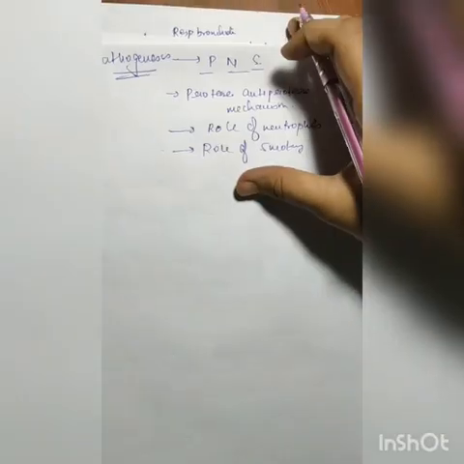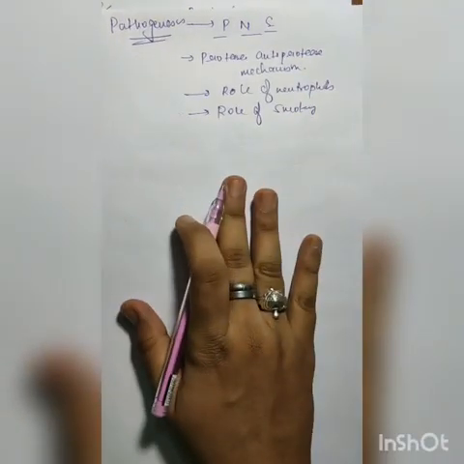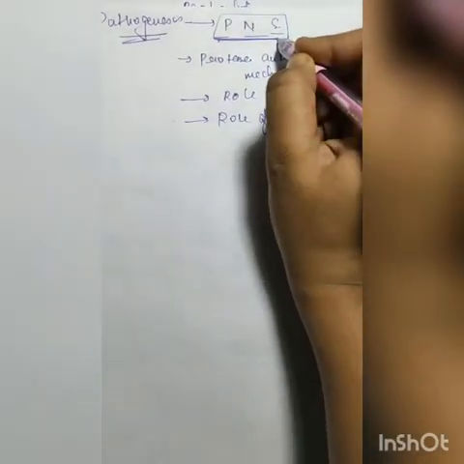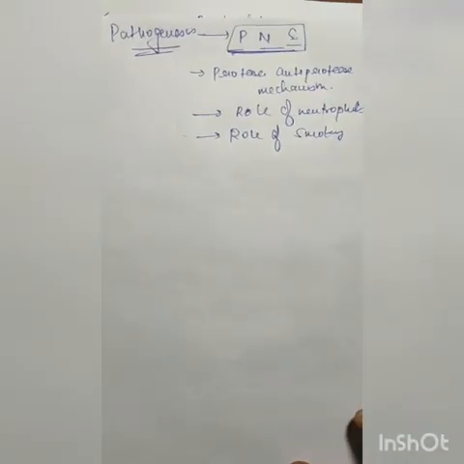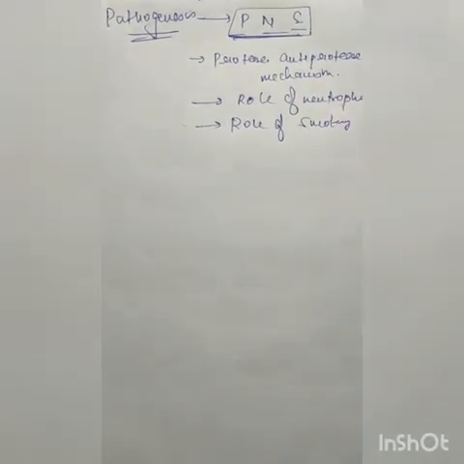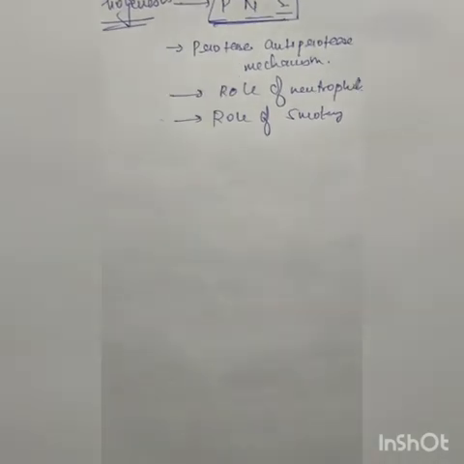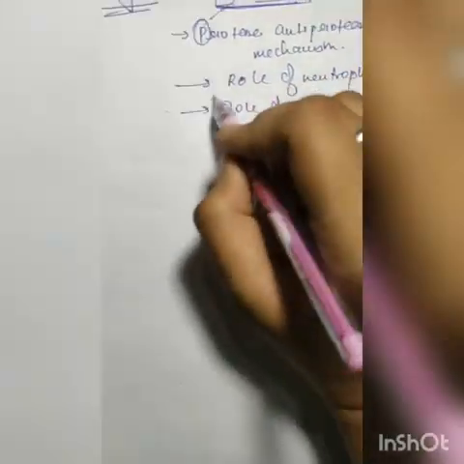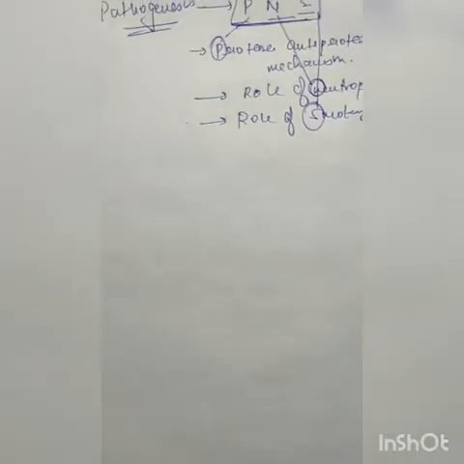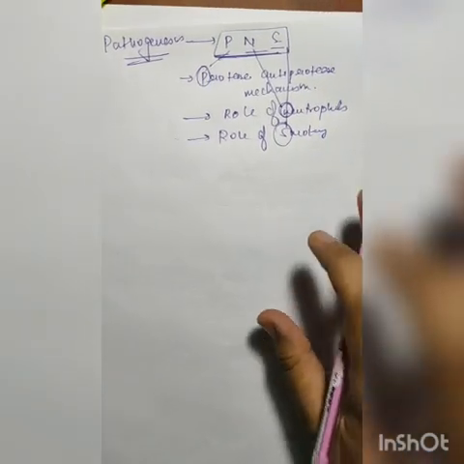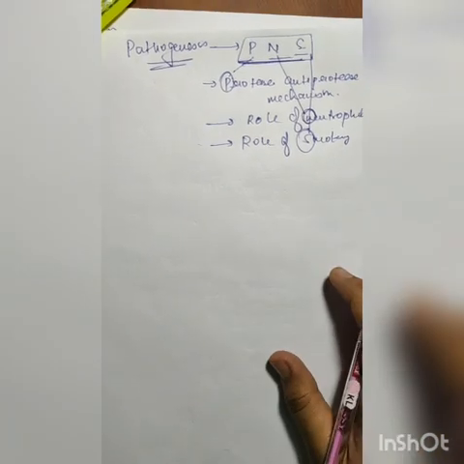Now we come across the pathogenesis of emphysema. Let's remember it in the form of a mnemonic: paranasal sinuses, PNS. You can get an idea in exams mainly. P stands for protease, antiprotease mechanism, N for role of neutrophils, and S for smoking. You can make your own mnemonics as well. Pathogenesis mainly includes the protease, antiprotease mechanism, the role of neutrophils, and the role of smoking.